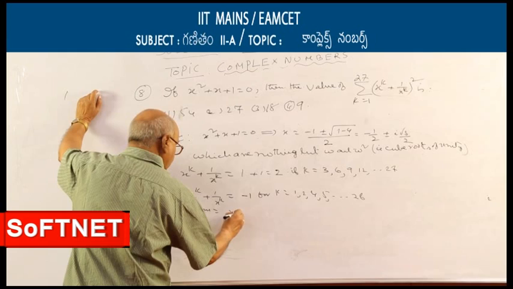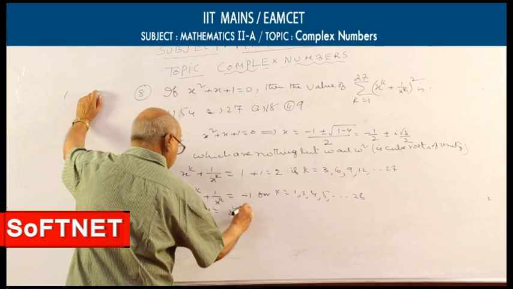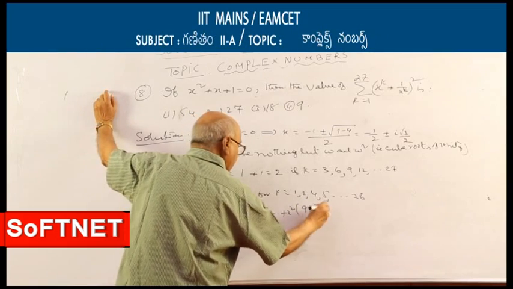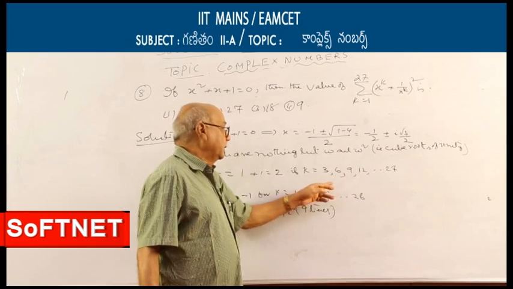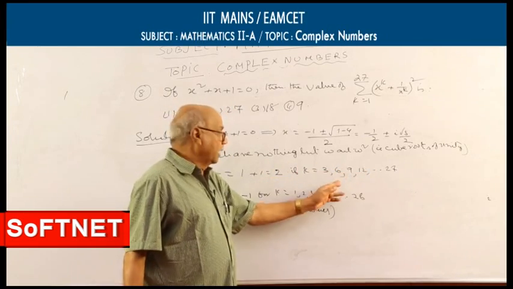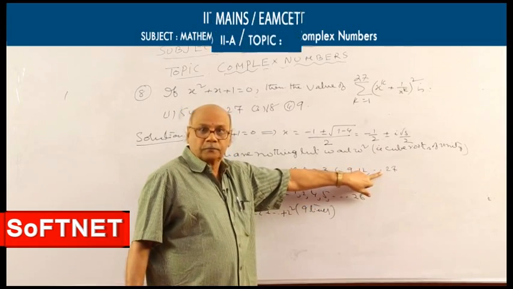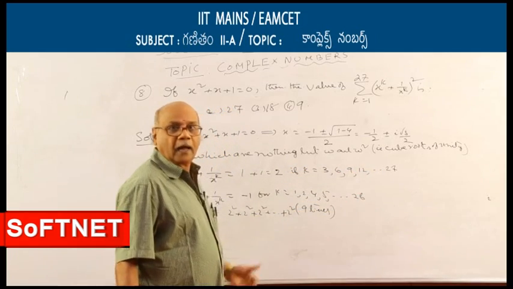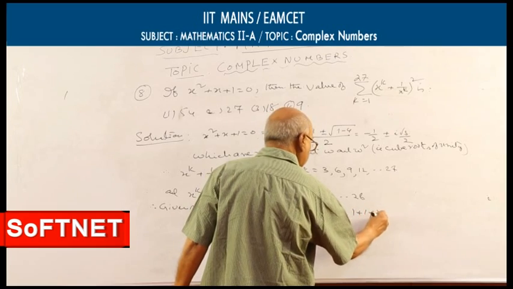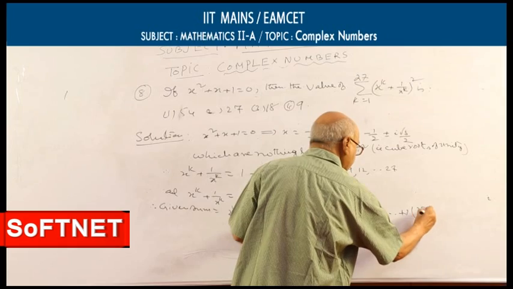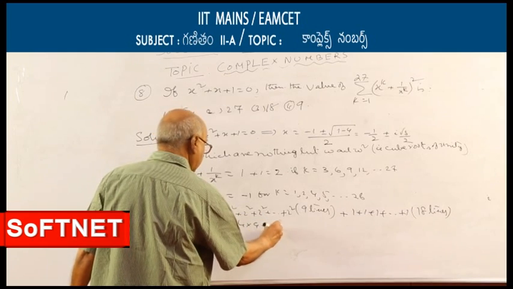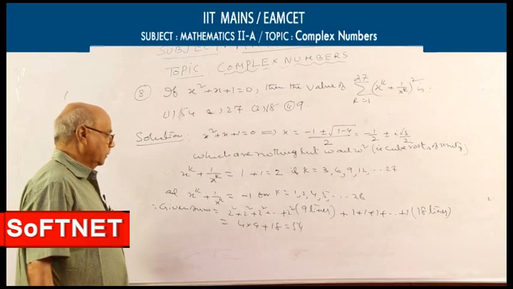So the given sum is equal to 2 square plus 2 square plus 2 square, etc., 2 square 9 times, because there are only 9 multiples of 3 between 1 and 27: 3, 6, 9, 12, etc. The rest 18 are non-multiples of 3, so plus 1 plus 1 plus 1, etc., 1 18 times. So which is 4 into 9 plus 18, which is 54.